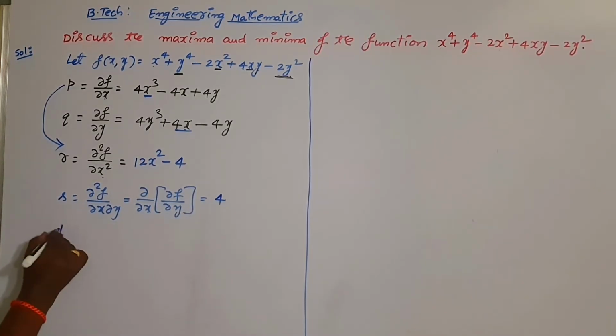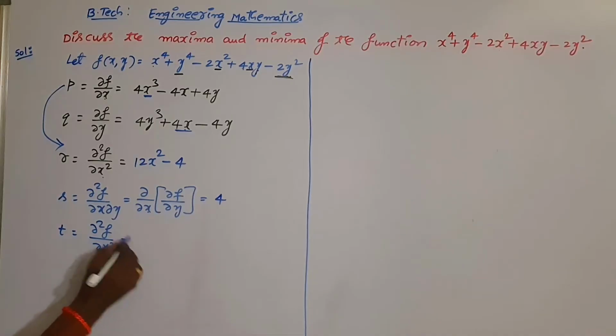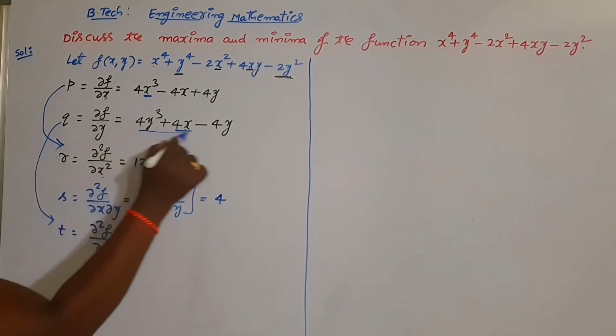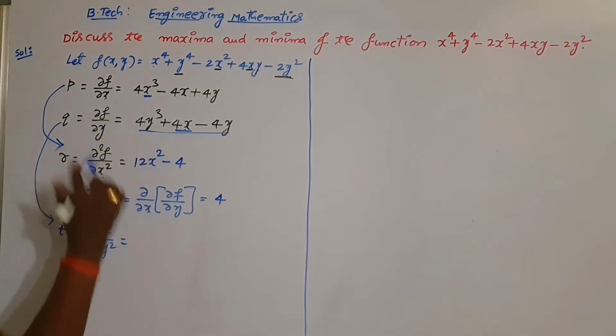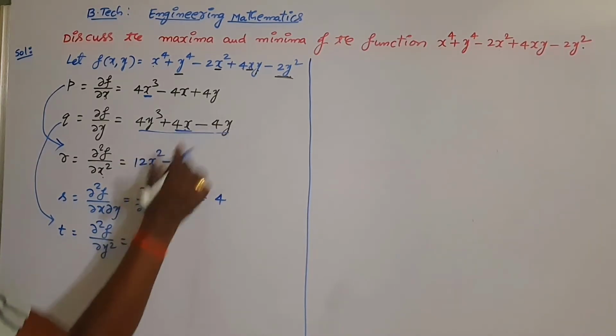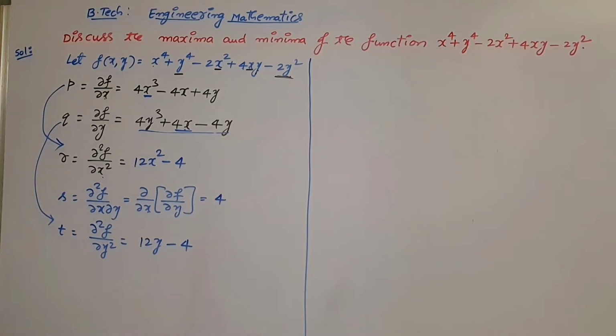Okay. Now what is t? Dou square f by dou y square. Already the first order partial derivative with respect to y is here. For this function you should take another derivative with respect to y only. So it would be 12y. This is constant and the derivative of 4y with respect to y is only 4. In this way we can easily find all the first order and second order partial derivatives.